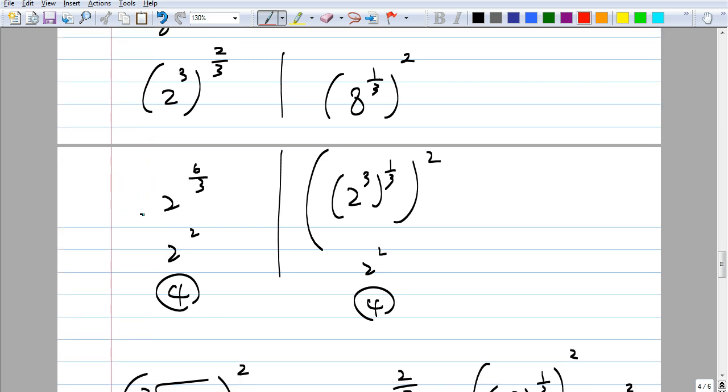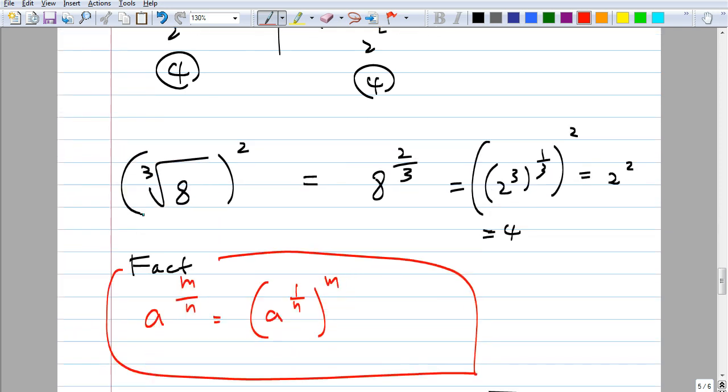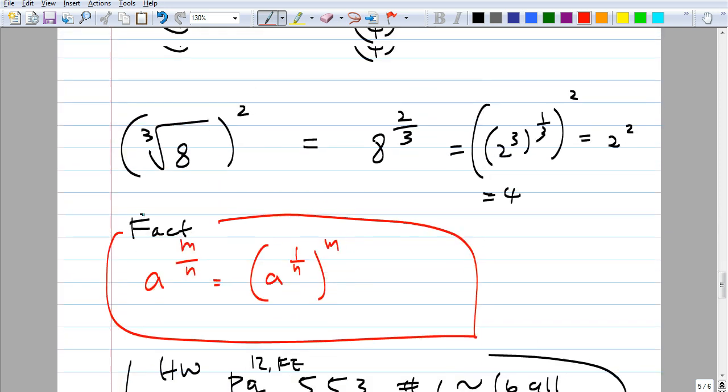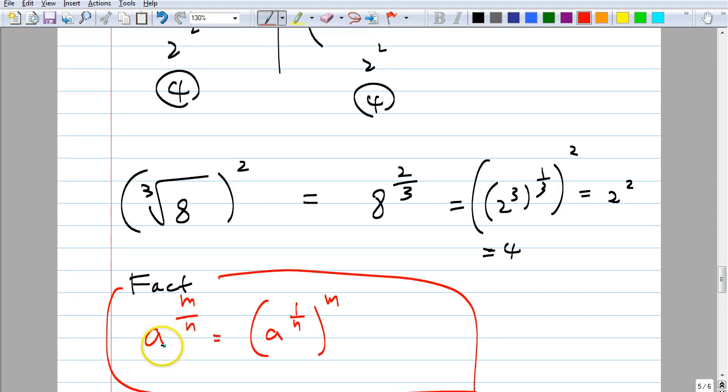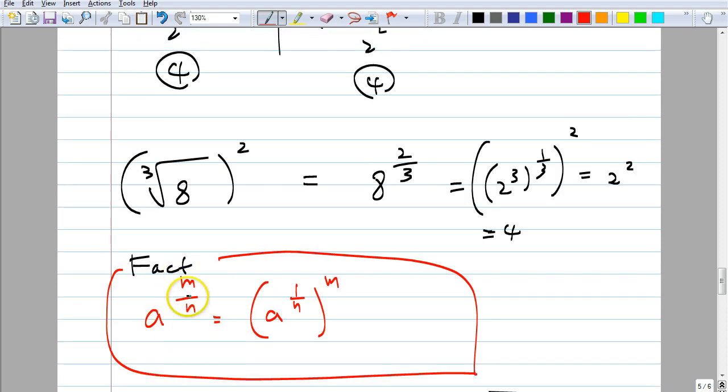So let me give you that method. So here's a fact. Write this down. If you have a to the m/n instead of 1/n here, guess what? It's just a to the 1 over n, to the m power. Isn't that what it is? That's all it is. Right? Okay. But you could just keep it as fractional exponents. It'll still work out. Does that make sense? Yes. Good.